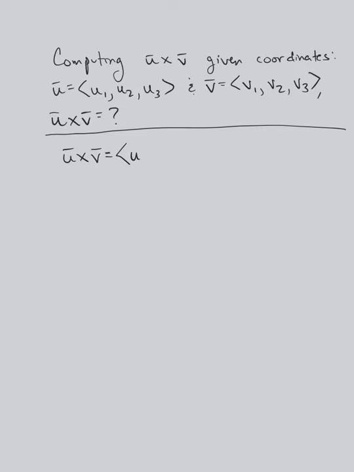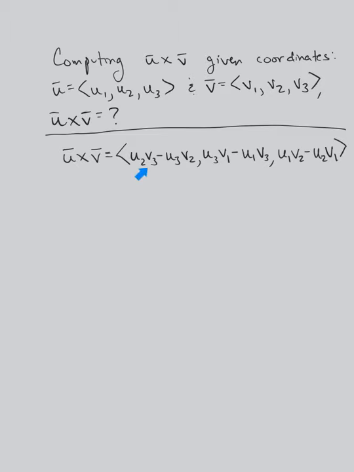So the first component is u2 times v3 minus u3 times v2. Okay, like that. And then the second component is going to be u3 v1 minus u1 v3. Okay, and then the third component is going to be u1 v2 minus u2 times v1. So it looks pretty complicated, but you can see some patterns here.